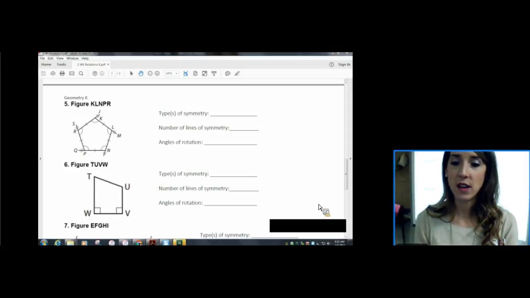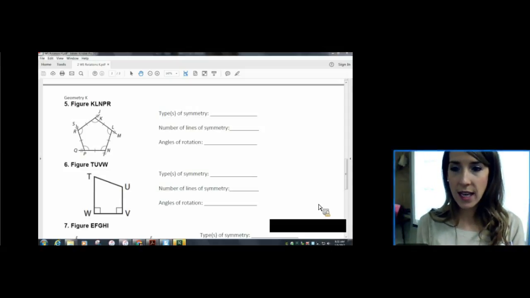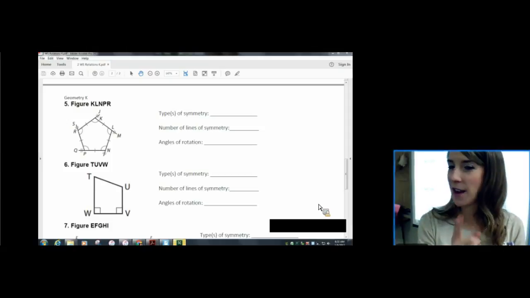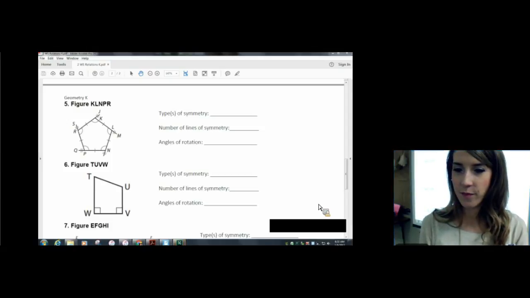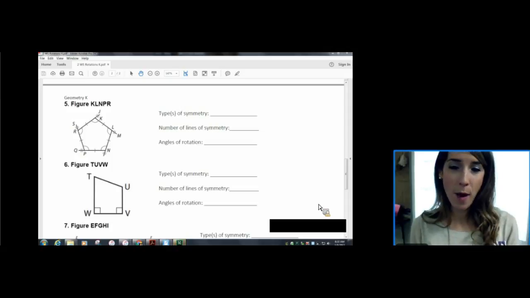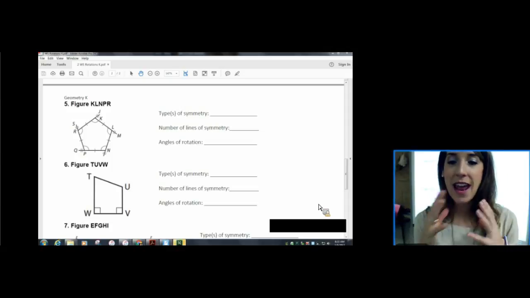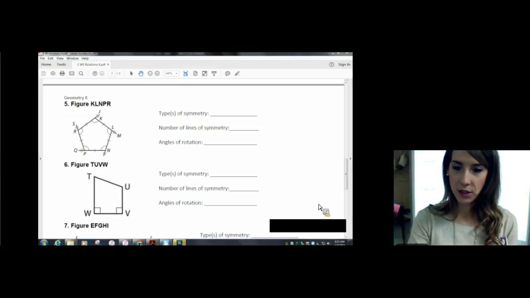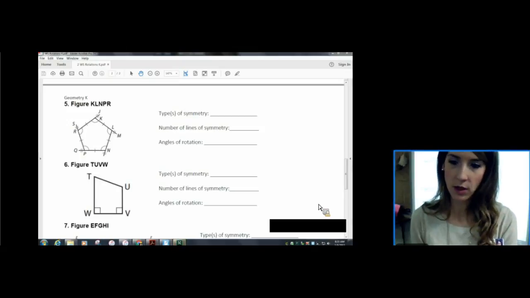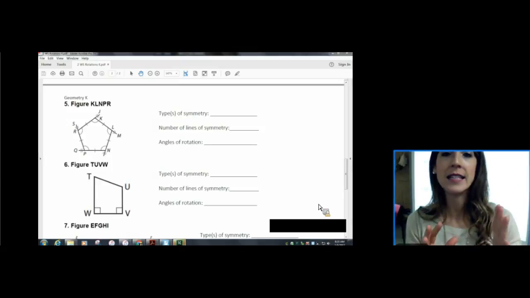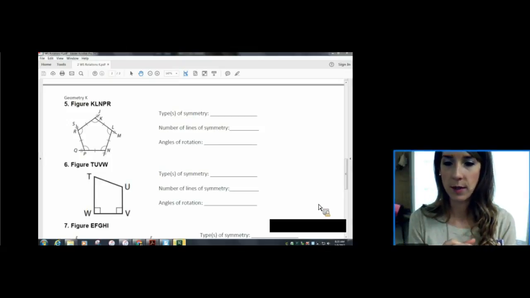Let's name this figure. Let's give it a name. What is KLNPR? It is not just any old pentagon, though. It's a regular pentagon. Cool. When we have a regular polygon, it's actually going to have line symmetry and rotational symmetry. Reflectional symmetry and rotational symmetry. So you can call that first one line symmetry or reflectional symmetry.